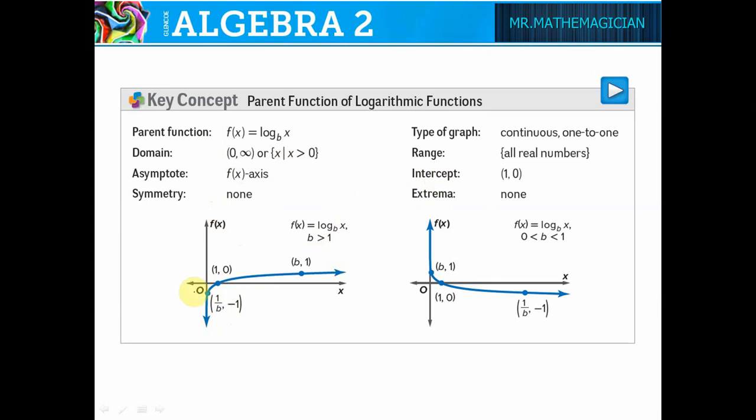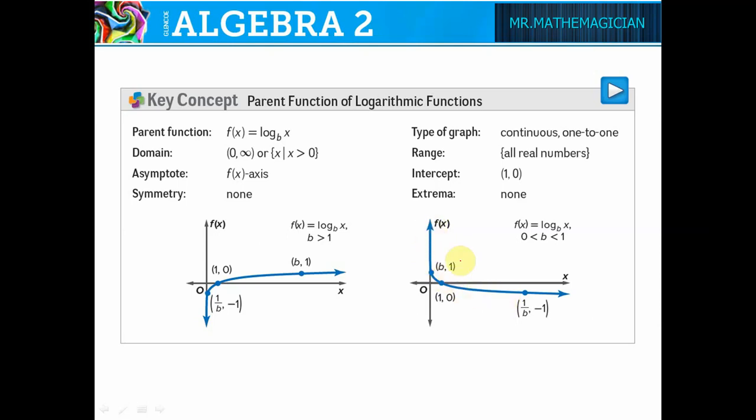This is the normal shape of the logarithmic function while b, the base, is greater than 1, like base 2, base 3, base 1.5. Whenever the base is greater than 1, it takes this form. It's an increasing function.